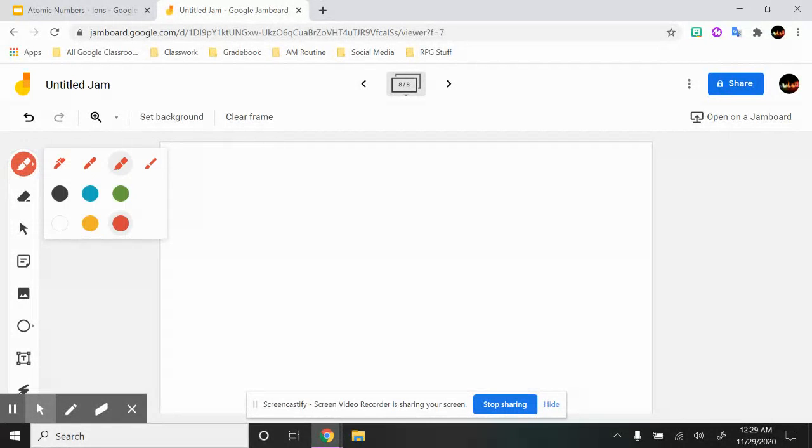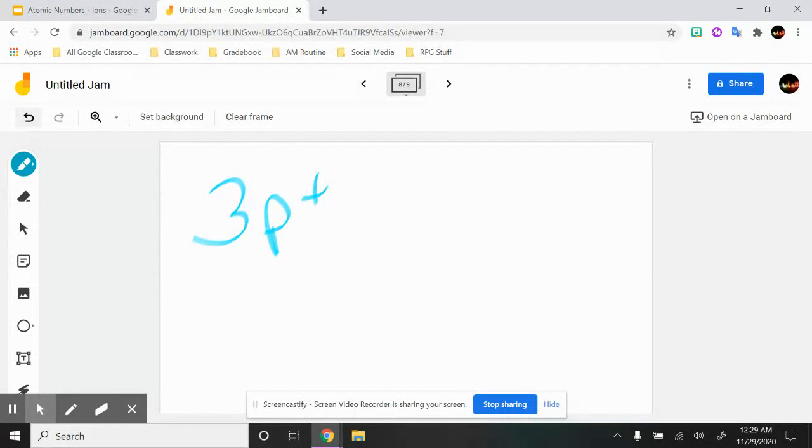Now let's say we have the opposite. Let's say we had 3 positive protons and 3 negative electrons. Our charge is going to add up to 0, right? That's our neutral atom. They're equal to each other.